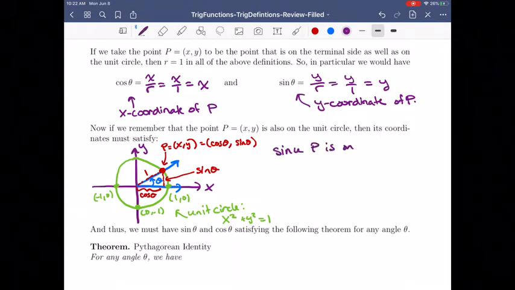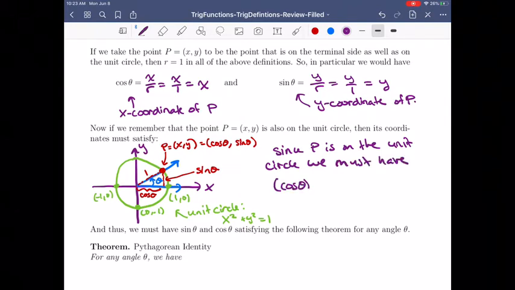So since P is on the unit circle, we must have that cos²θ + sin²θ. I'm just plugging in the x and the y values. This is the x value and this is the y value. So I'm plugging that into the equation, and I should get 1. This is our first identity.